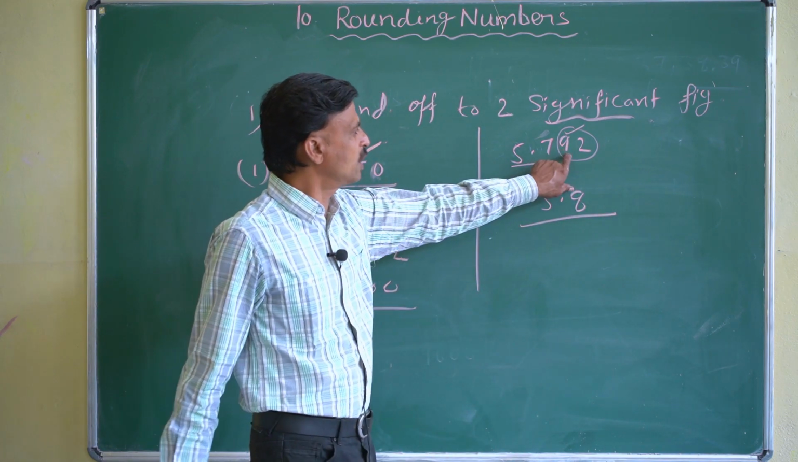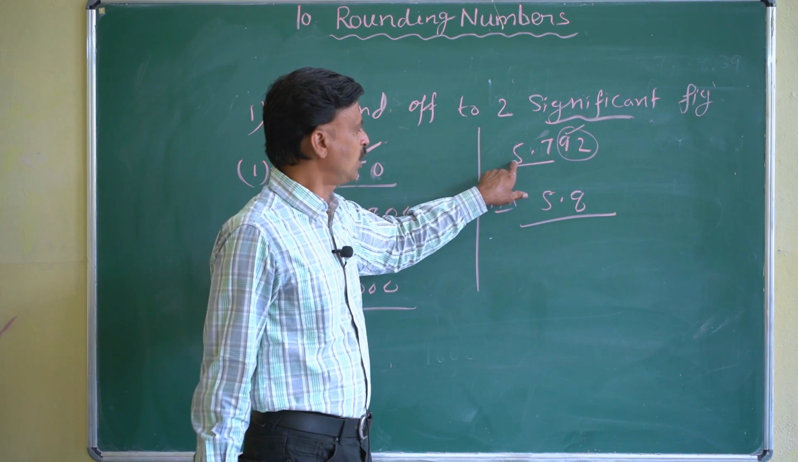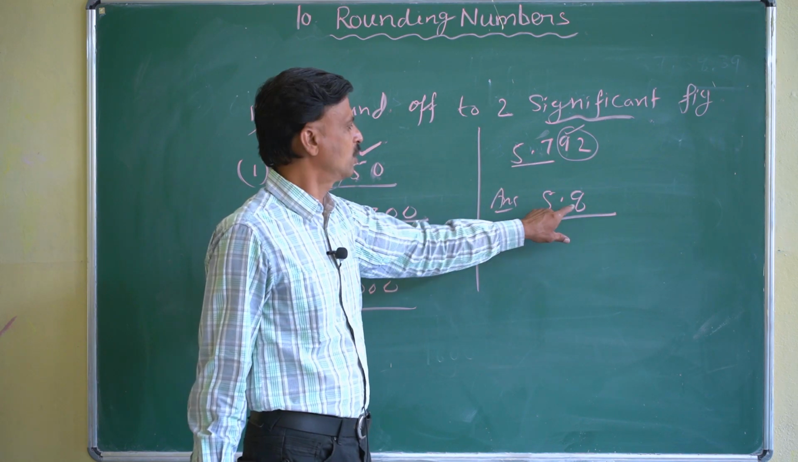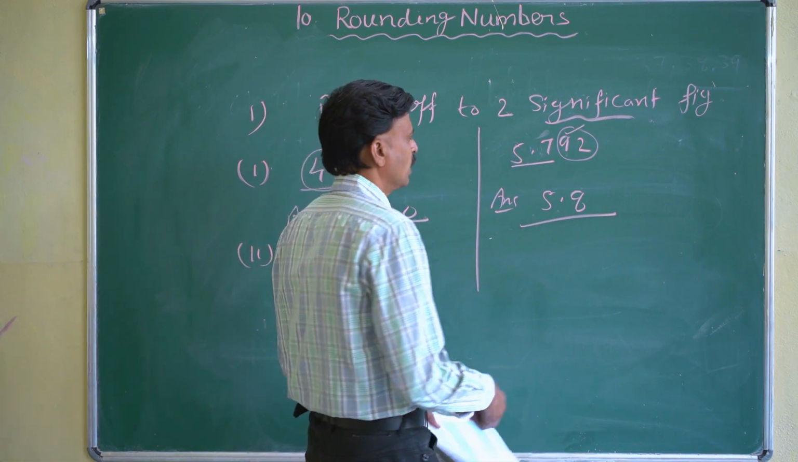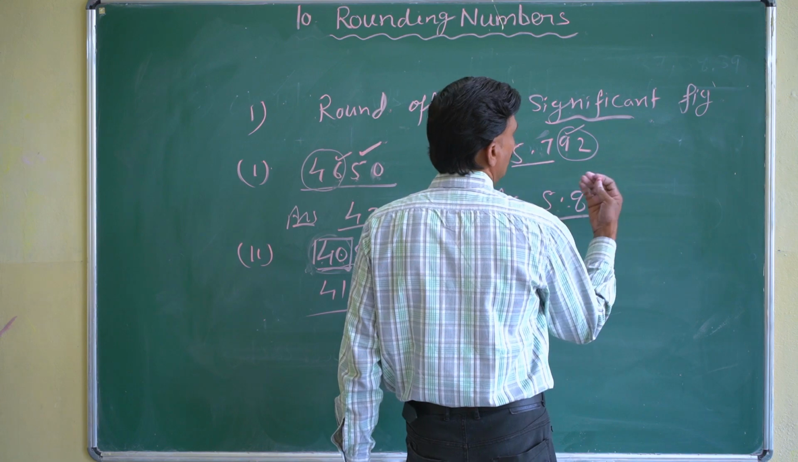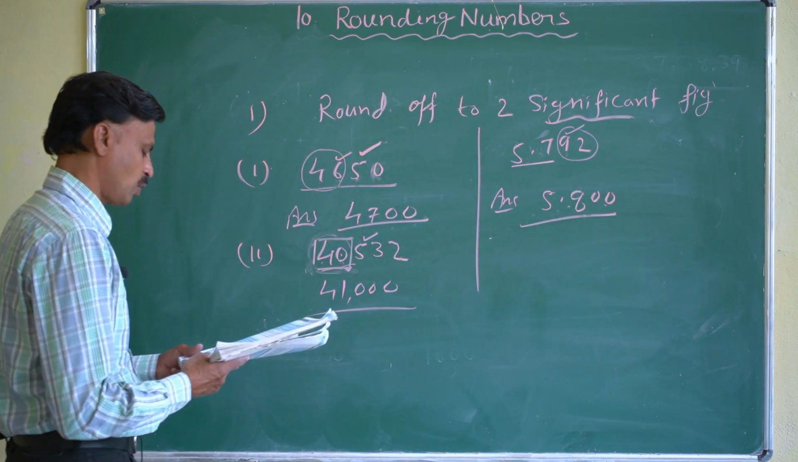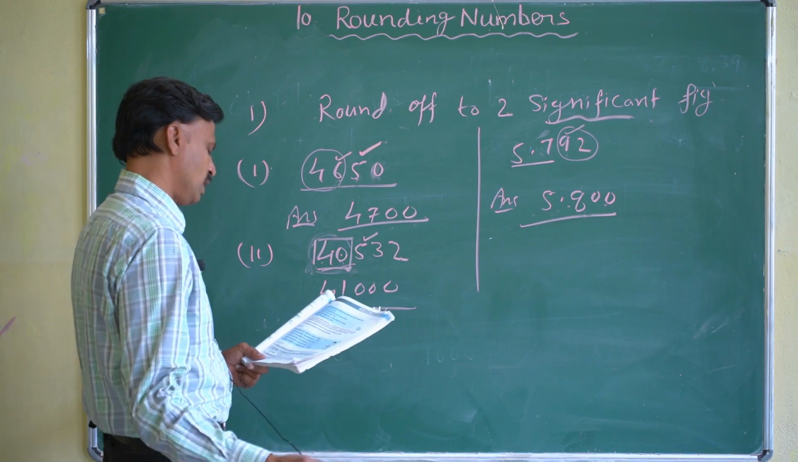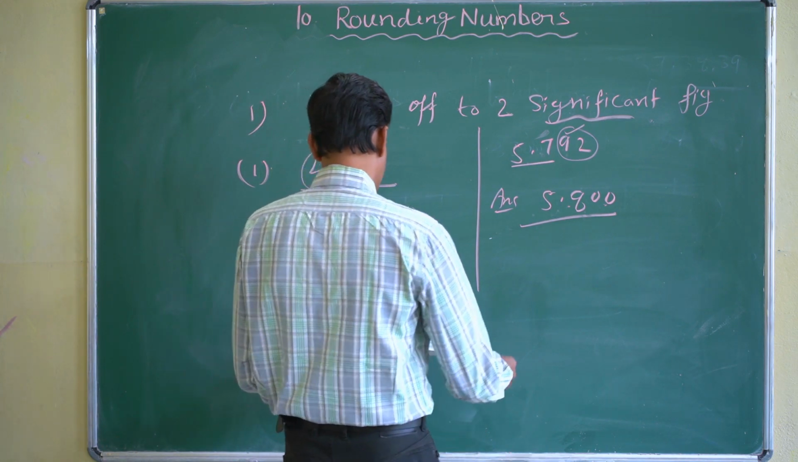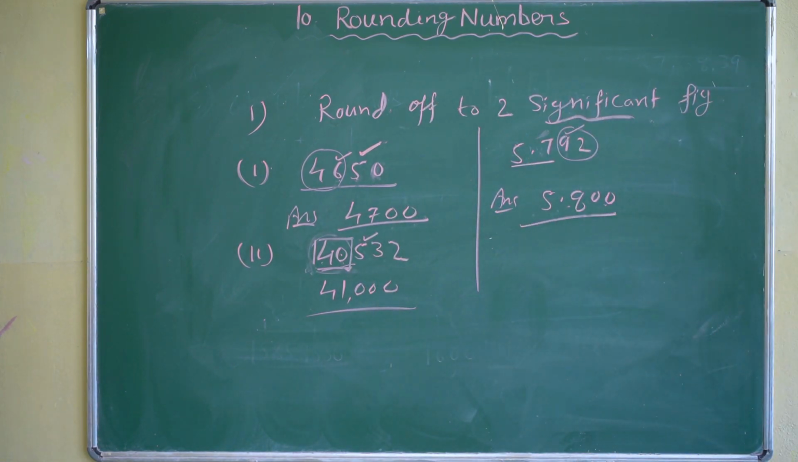Why? Because this one was 9, so we'll increase this value by 1. So the answer will be 5.8. So 2 significant, others you can write 0, 0. So either you write 5.8 or 5.800, the answer is the same. Okay. So you understand, you can take any question. Like the second question, round off to one significant figure.